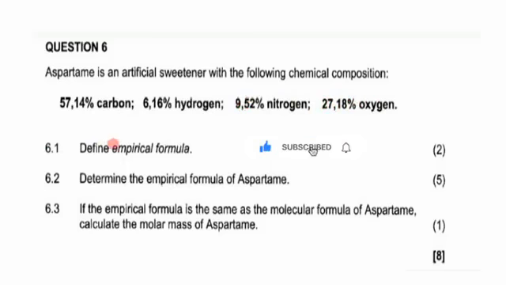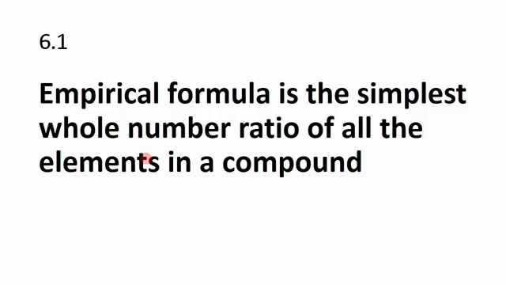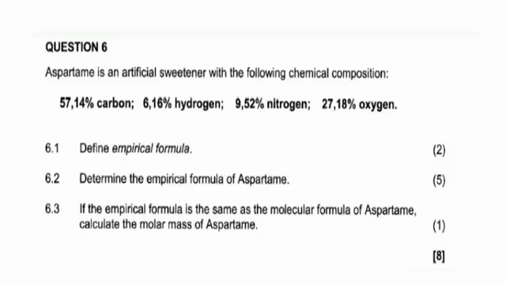Now 6.1, we can see that it's asking us for the very same definition, empirical formula. So what is it again? Empirical formula is the simplest whole number ratio of all the elements in a compound. Remember, if you want to know your definition, keep on writing it as many times as it appears. That's how you make sure that you have a grasp on that definition. Remember that 2 marks is very important. Then 6.2 says determine the empirical formula of aspartame, and therefore 5 marks.